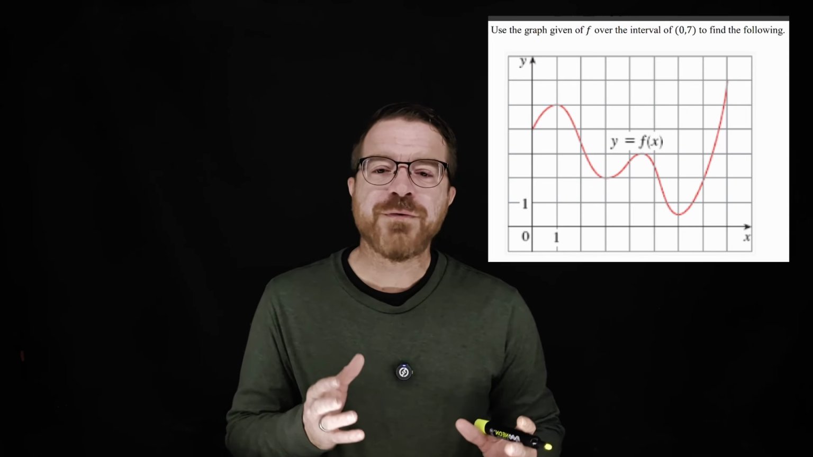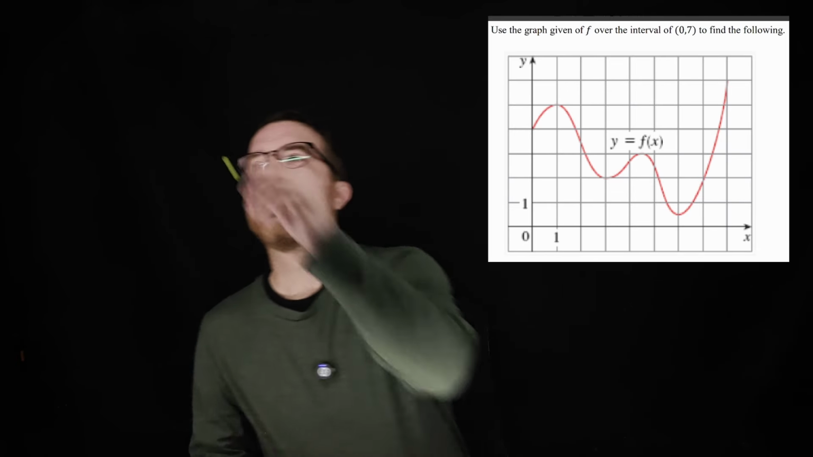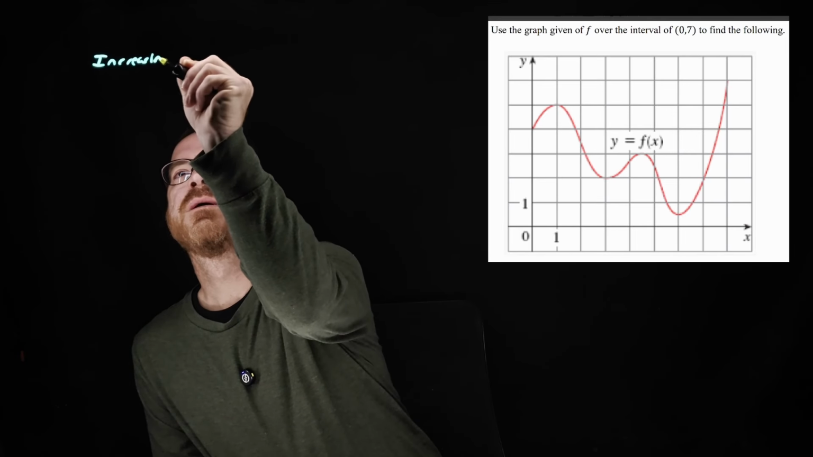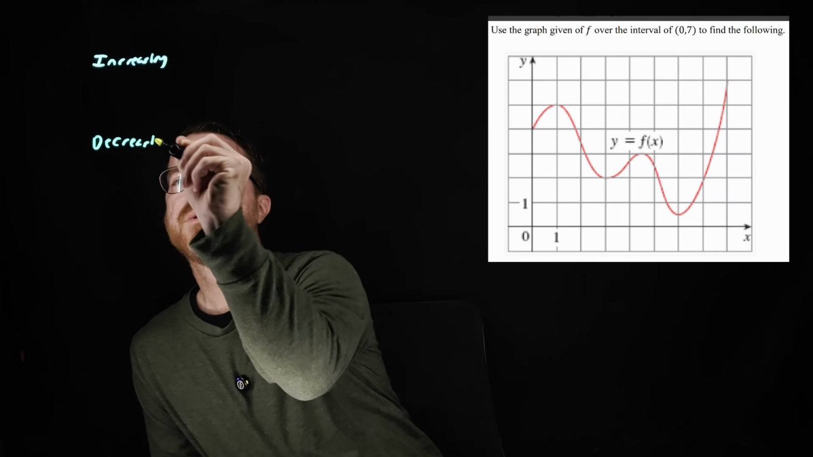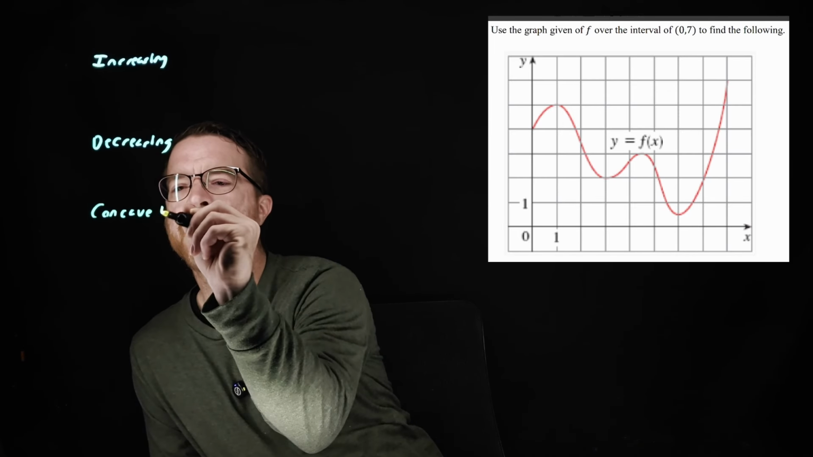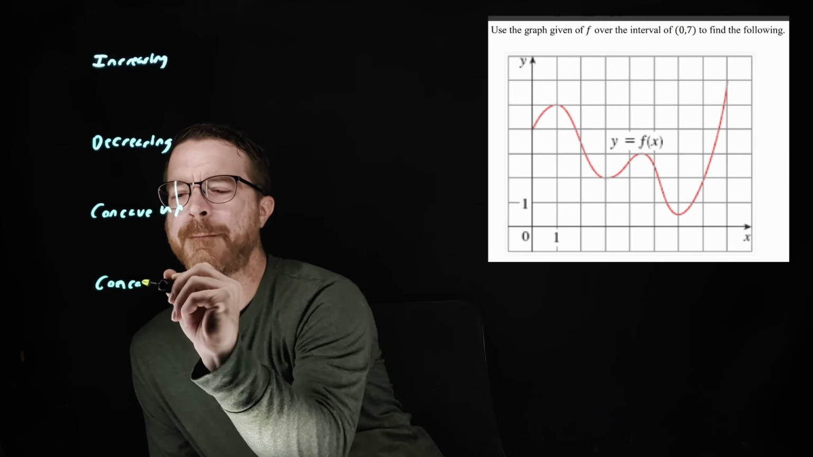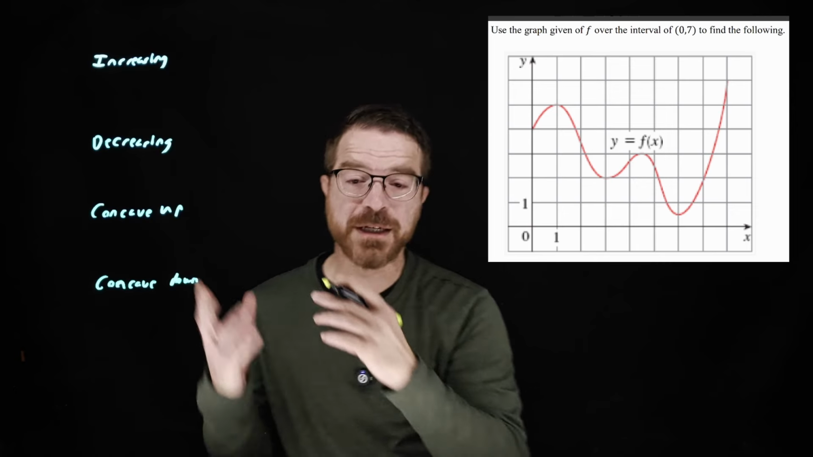For problem 5, it asks, using this graph of f over the interval from 0 to 7, we want to find the following: where it is increasing, where it is decreasing, where it is concave up, and where it is concave down. So we want to figure out what intervals each of these is true.